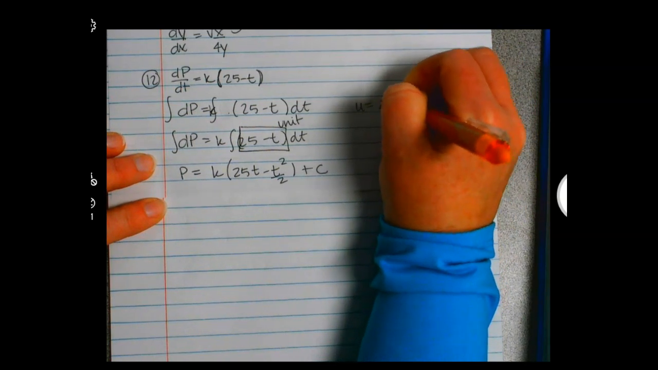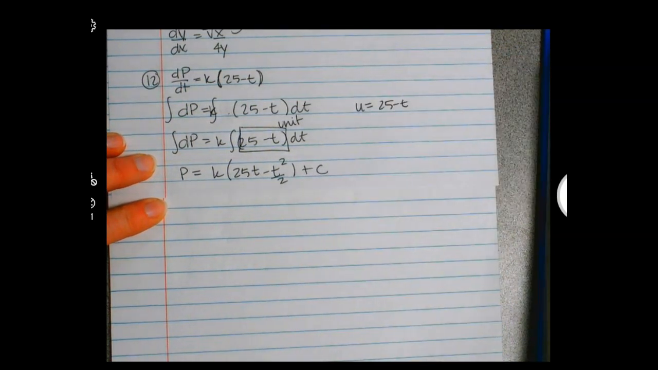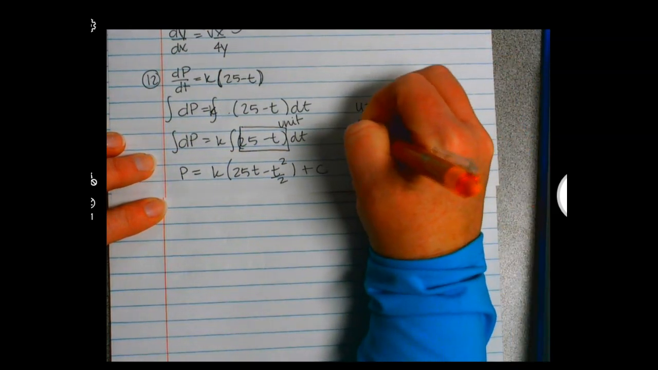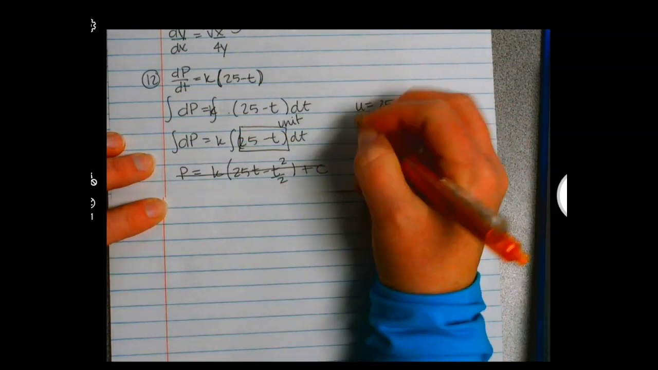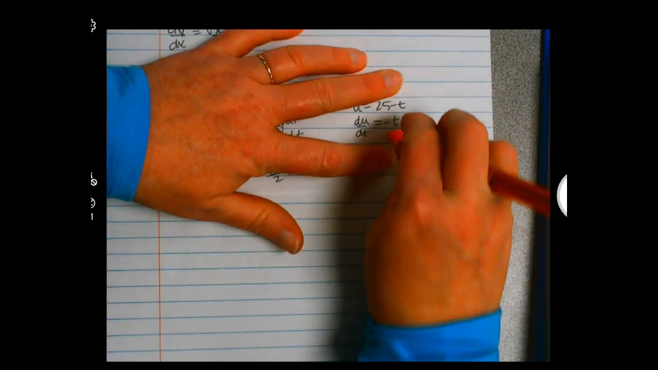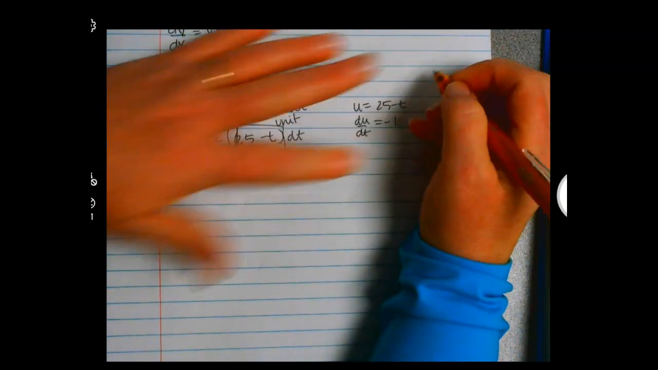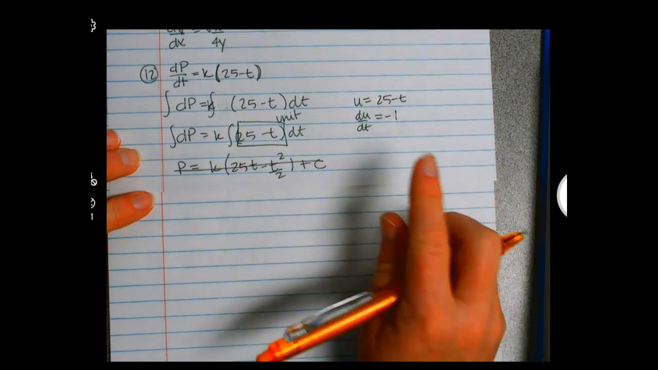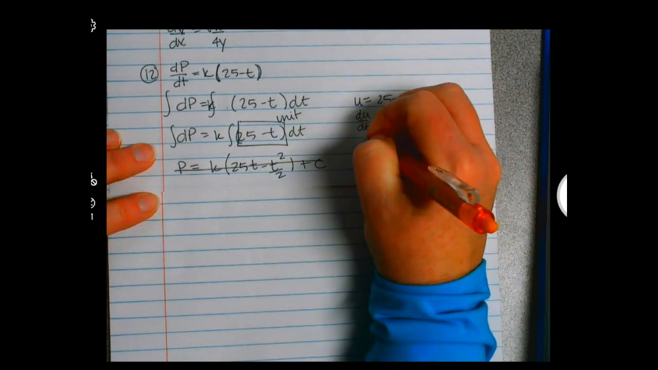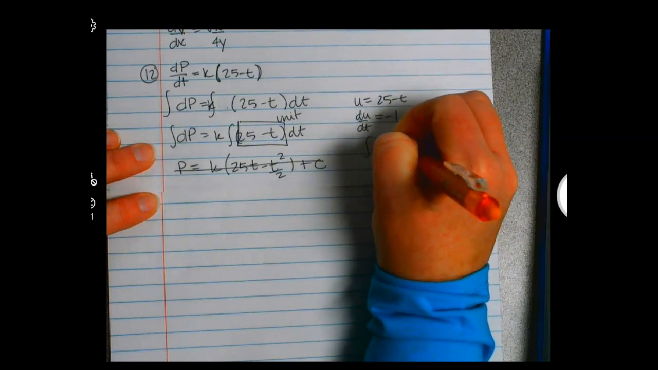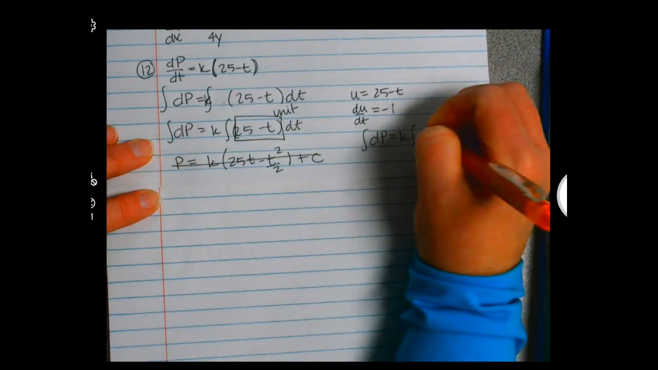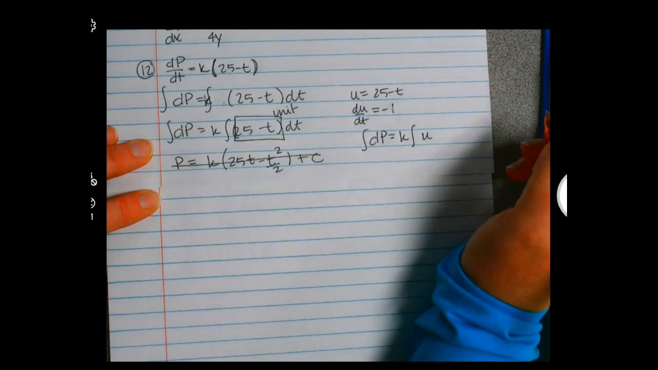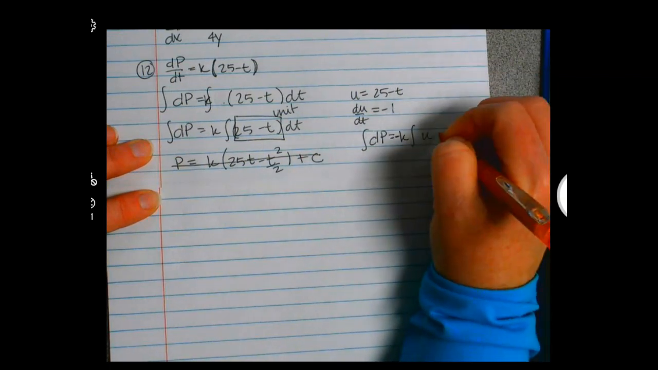There's no way you know everything. Definitely not. If we did u substitution, then du dt would be negative 1. Sorry, in my mind I was going negative 1 and I'm still thinking ahead. Thank you for that, Soriani. So now we can go: the integral of dP equals k, the integral of u with a negative. Where do you want me to put that? In front of k? du.